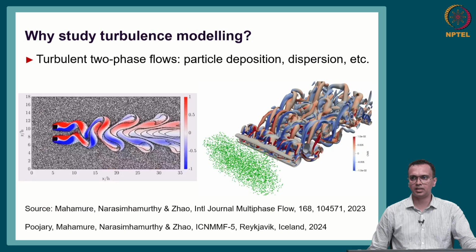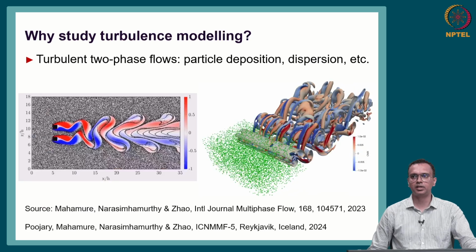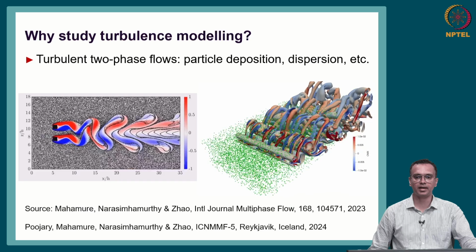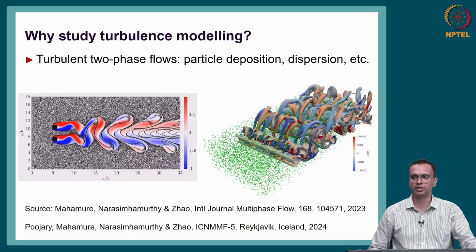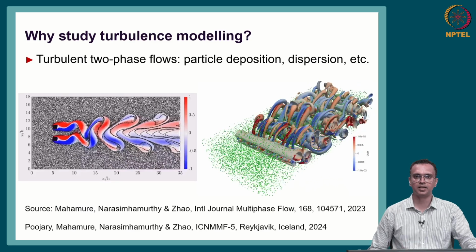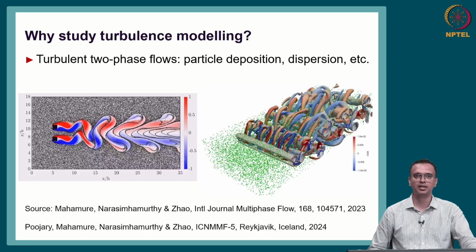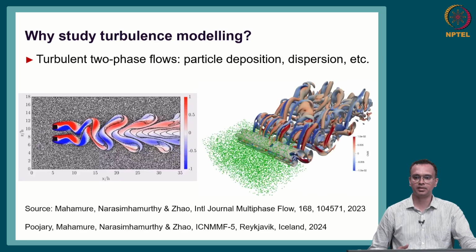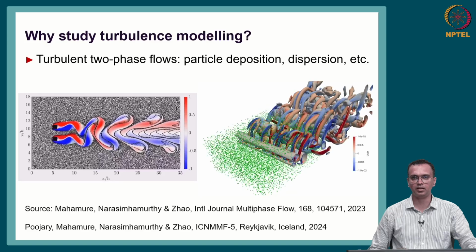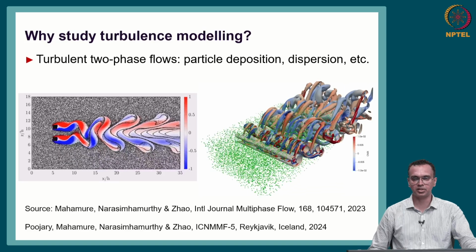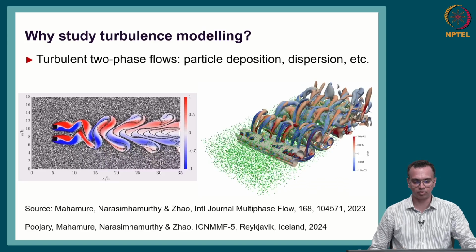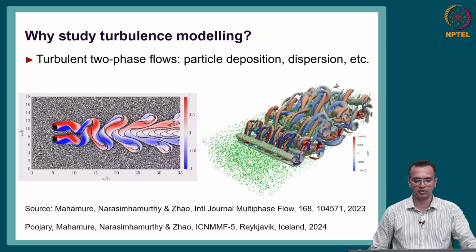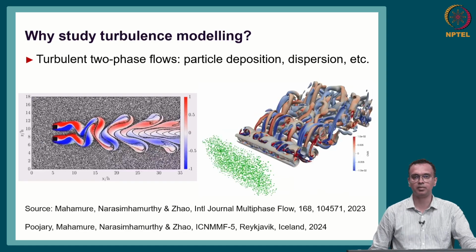And it need not be a single phase turbulence. It's also important how turbulence will interact when it is subjected to, for example, two-phase or multi-phase flows, such as bubbles, droplets, or even particulate flows. Here is an example of how particles are being deposited or dispersed in a background turbulent flow, and such applications are very important. Turbulence plays a very important role here.